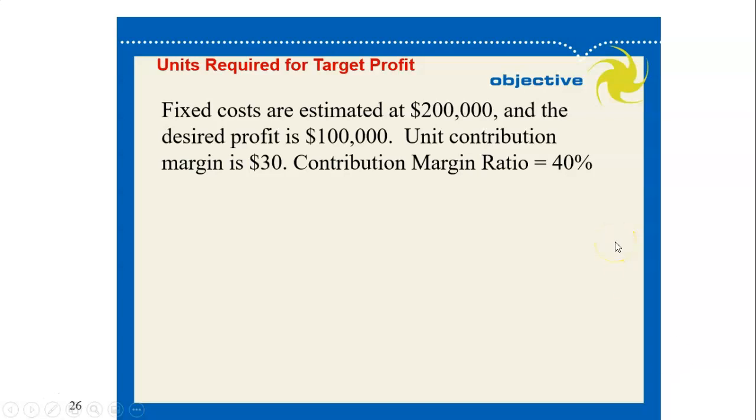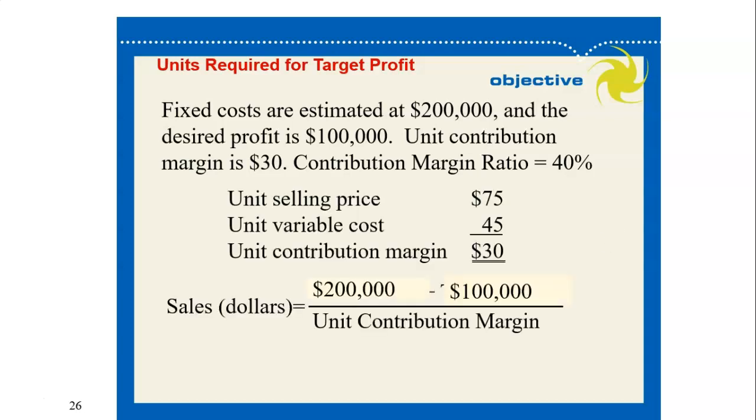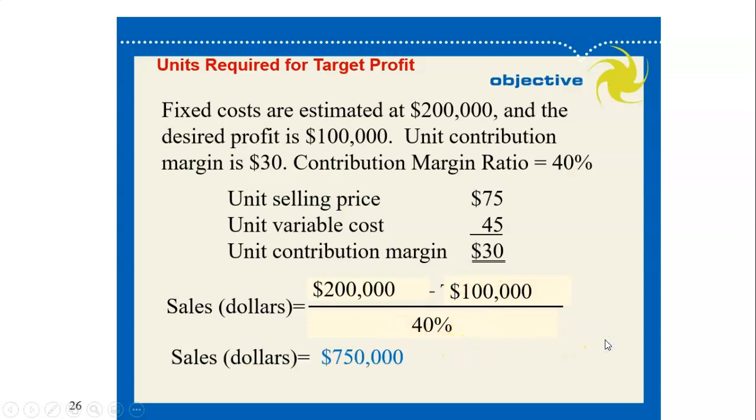Now, let's take a look at the sales dollars. We still have the same information, only now instead of the unit contribution margin of $30 in the denominator, we're going to use the contribution margin ratio of 40%. So now I have the 300,000 divided by 40% or 0.4, and that gives me $750,000 that I need to sell.